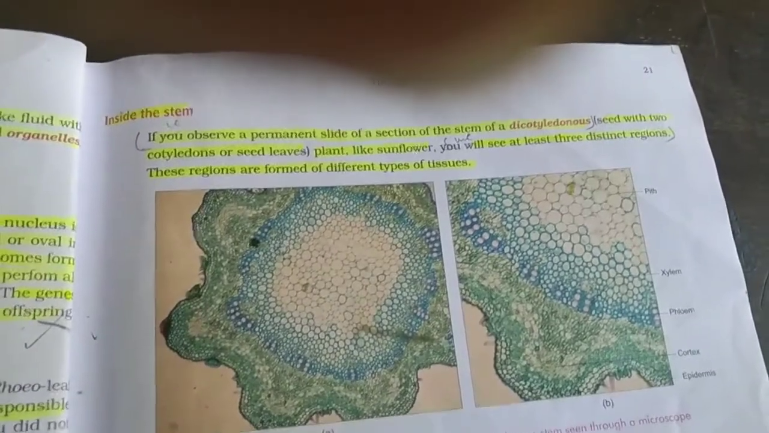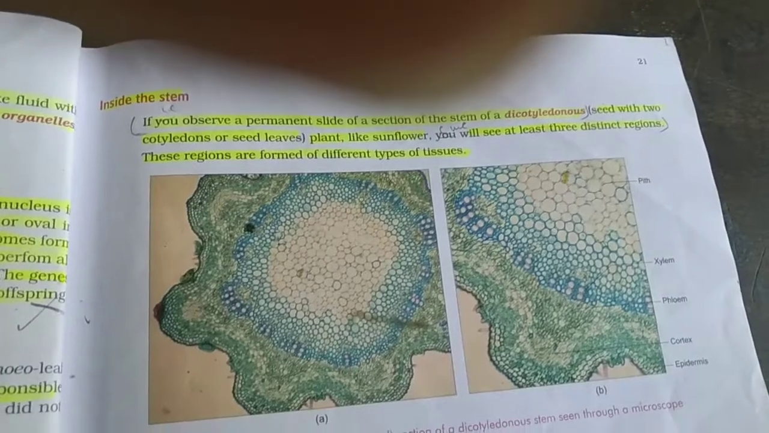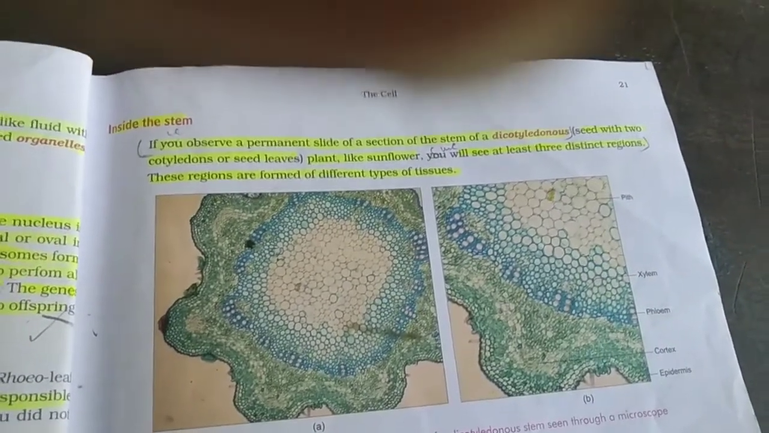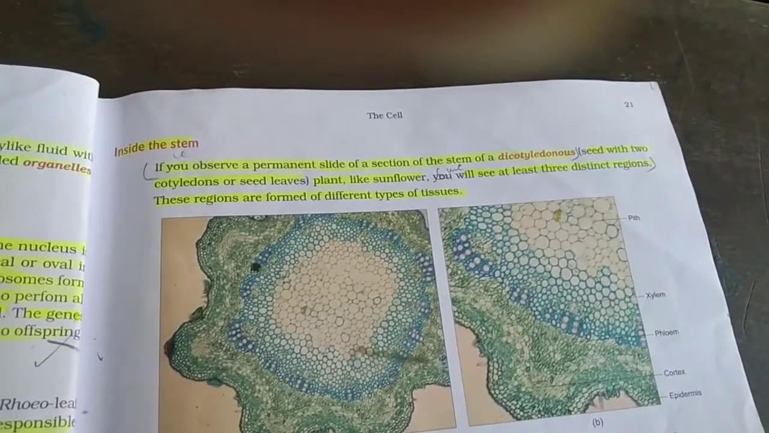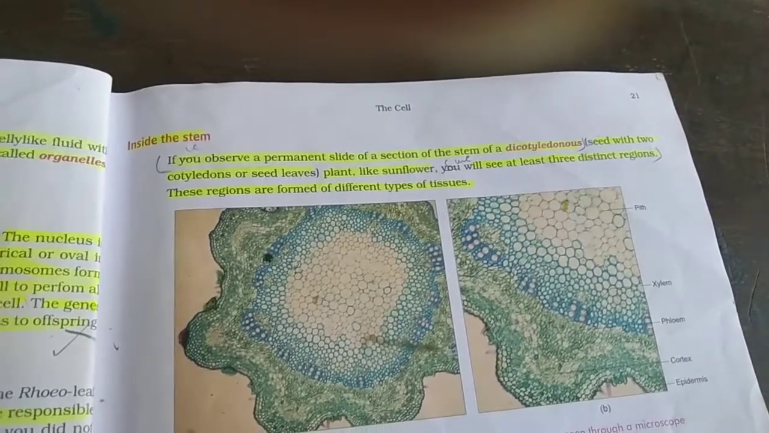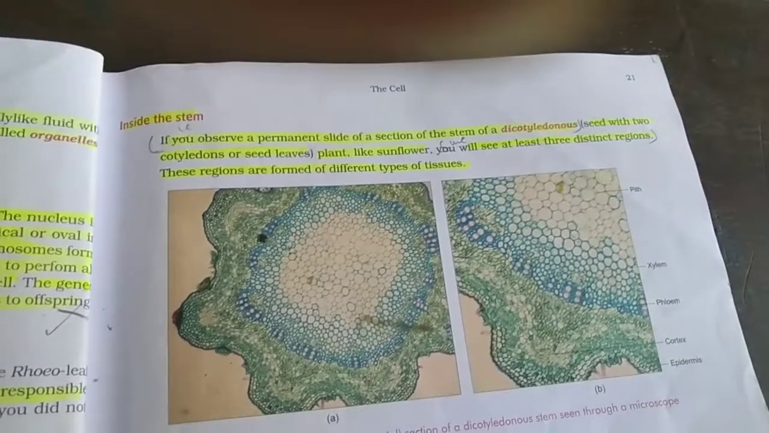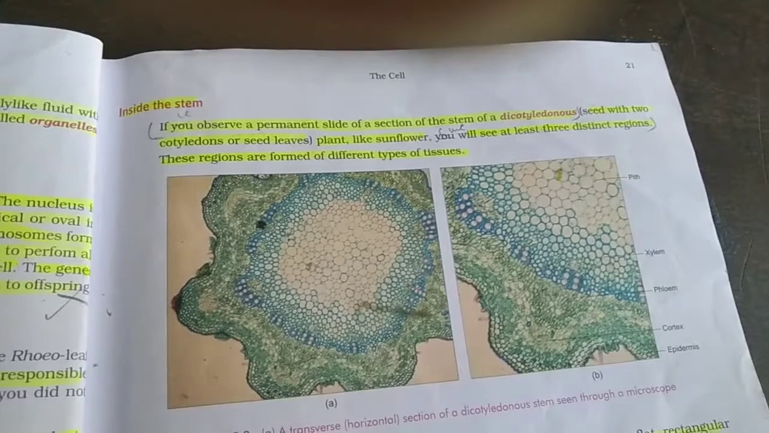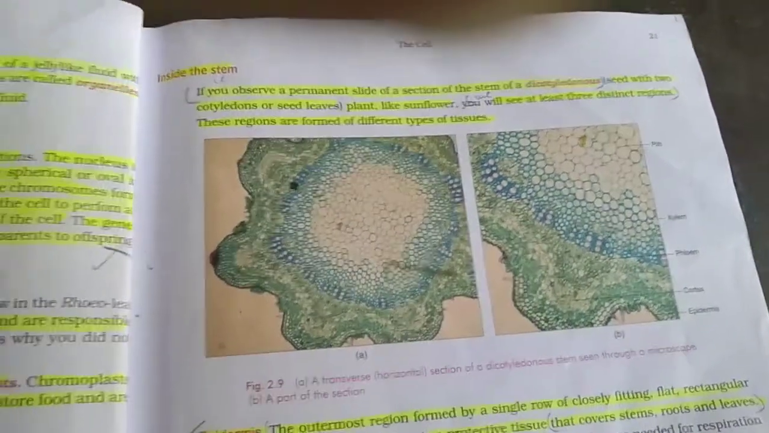If we look inside a stem, we will observe some parts. If we observe a permanent slide of a section of the stem of a dicotyledonous plant, we see seeds with two cotyledons or seed leaves. Children, when seeds have two cotyledons, they are called dicot plants, like sunflower. We will see at least three distinct regions. These regions are formed of different types of tissue.